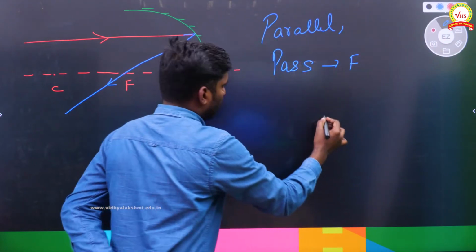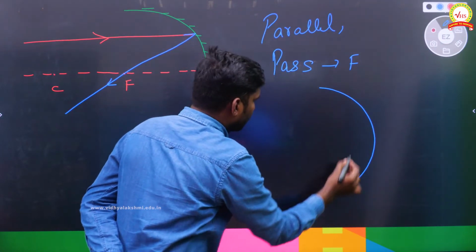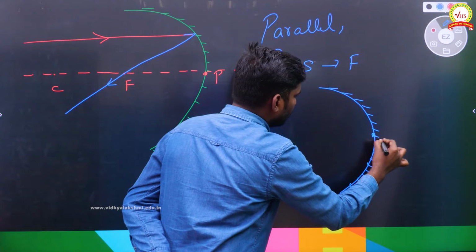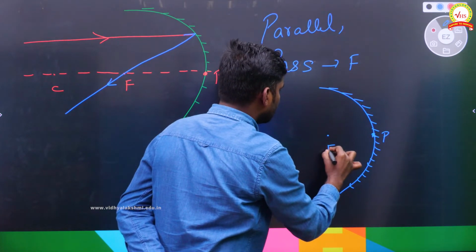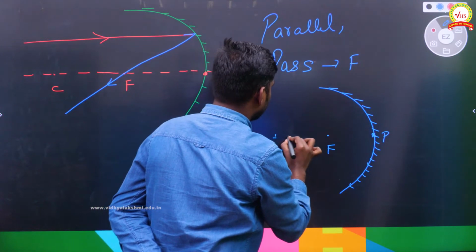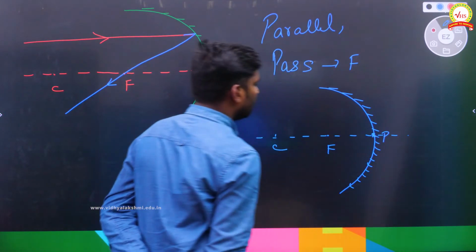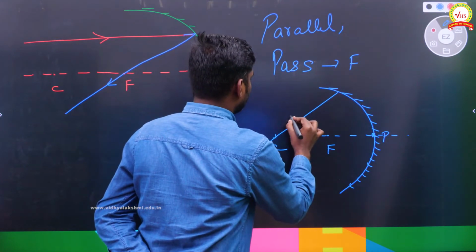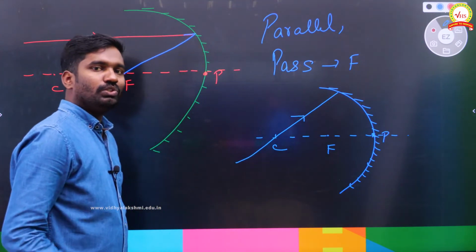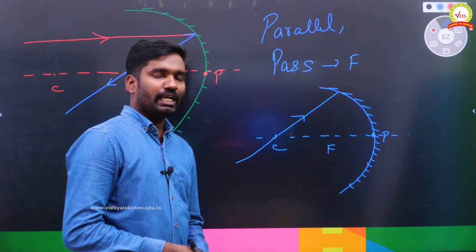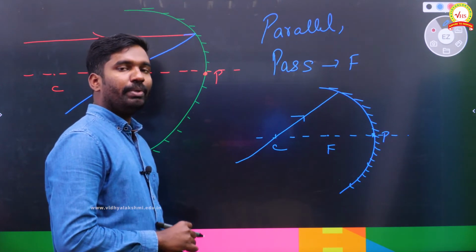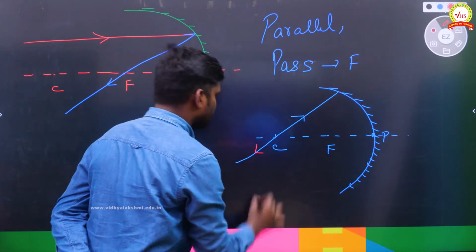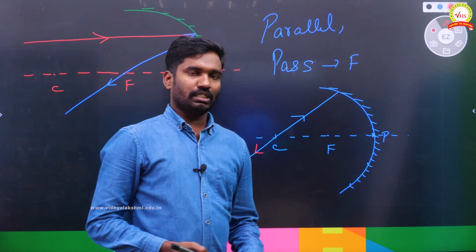Suppose another question is given, a concave mirror. So this point, you know that it is going to be the pole, and then focus, and then center of curvature, principal axis. So if the incident ray passes through the center of curvature, they will be giving only this diagram alone. So we know that whenever the incident ray is passing through the center of curvature, after reflection there won't be any deviation. It will just retrace the same path as it is.